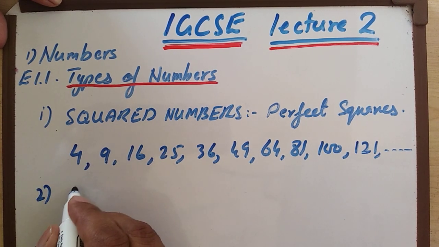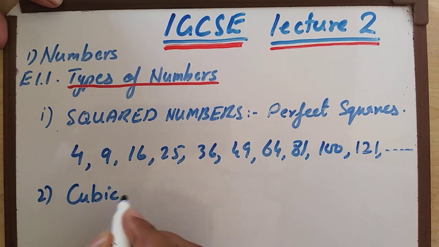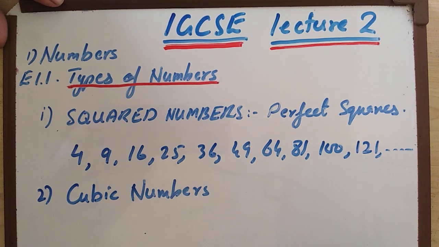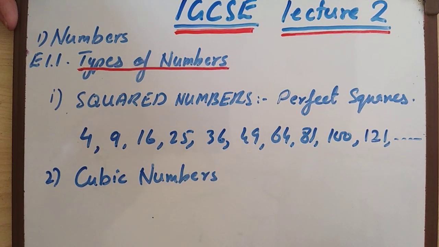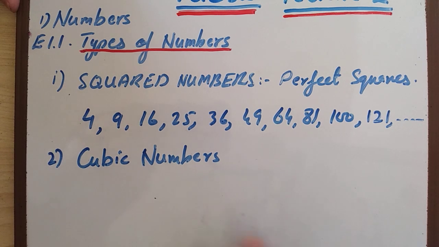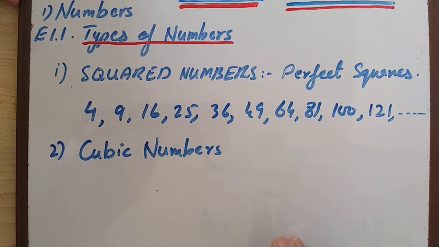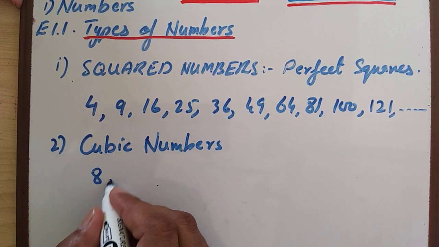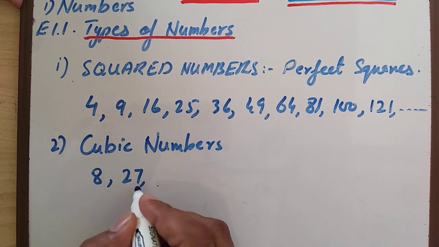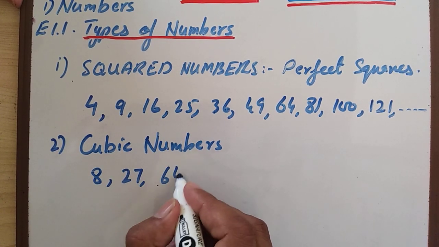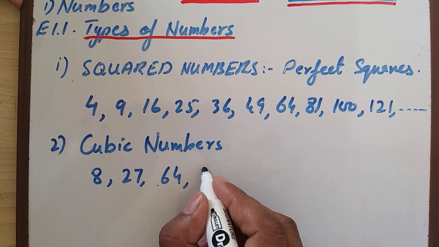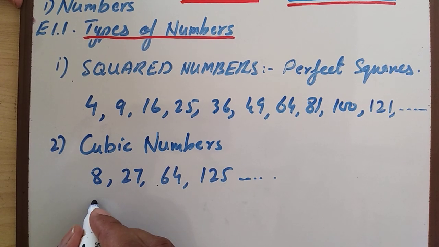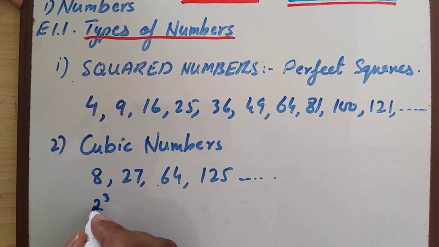The second one is cubic numbers. In the same series of natural numbers, there are some more numbers which are cubes. The first cube number is 8, the second is 27, the third one is 64, next is 125, and so on. These numbers are obtained basically by taking the cube of 2.